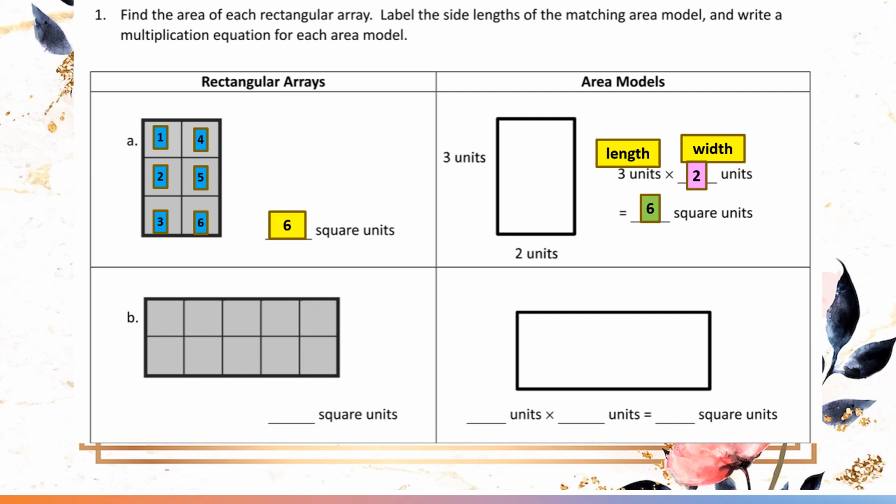Now let's take a look at letter B. It's a rectangular array, so we're going to count the square units to solve for the total area. Let's go ahead and start counting. 1, 2, 3, 4, 5. Now I haven't finished counting, but I noticed that my width is 5 units, and I'm going to keep that in mind for when I have to label my area model. So I'm going to keep counting.